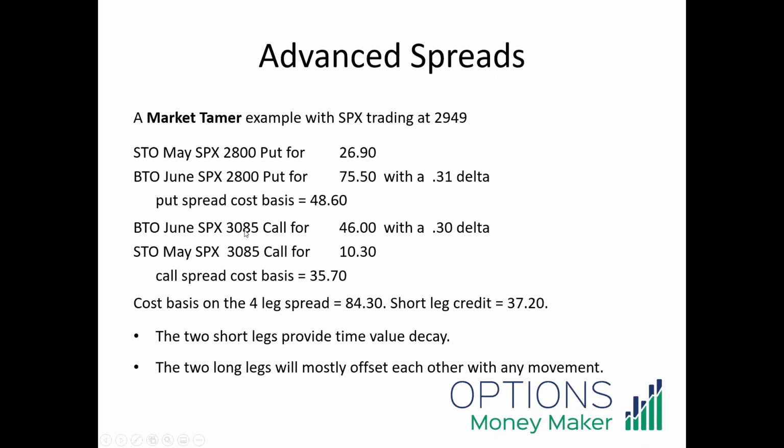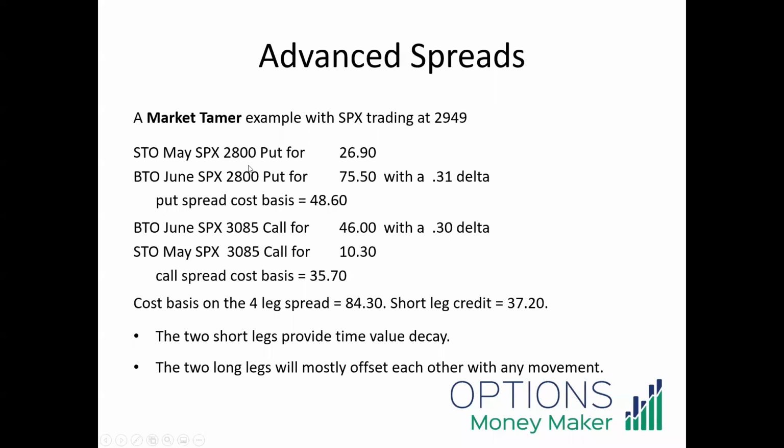So the long legs are always going to have the same expiration, but you notice that the delta on the put is 0.31, the delta on the call is 0.30. And the whole reason for that is as the market moves higher or lower, for all practical purposes, these will mostly offset each other. You're going to have a profit on the put as the market moves lower, and you're going to have a loss on the call, but it's going to be reasonably similar in terms of their value appreciation and or degradation.